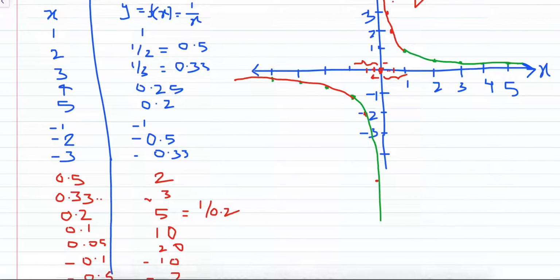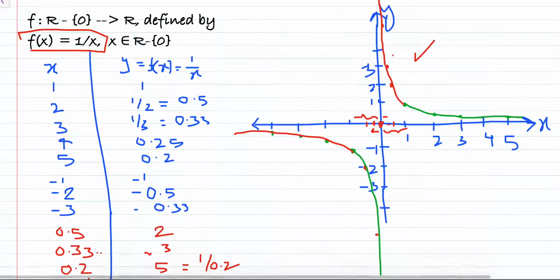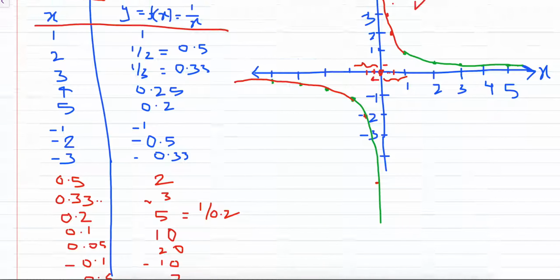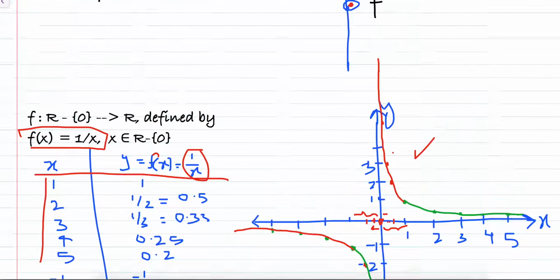So it's not defined at 0, and this would be the graph for f(x) equal to 1 over x. So if you are asked to draw the graph of any function, it's always good to first write a table, and these x values we plot on the x-axis, the horizontal axis, and these y values, or the defined function, we will plot on the y-axis.